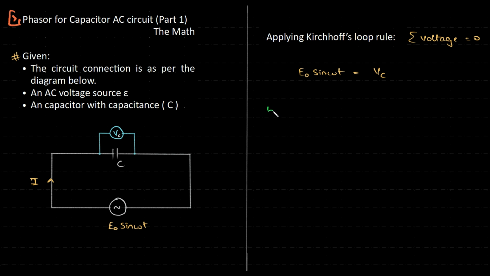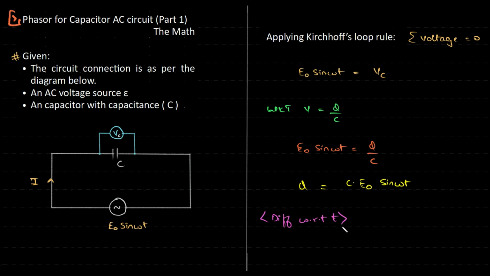But we know that voltage across a capacitor can be given by this. So we have E0 sin omega t is equal to Q by C. Now we want current. How can I get current from this expression? Yes, by differentiating with respect to time, right?